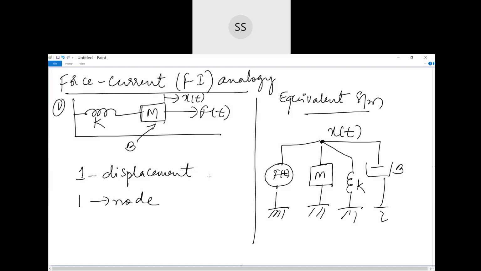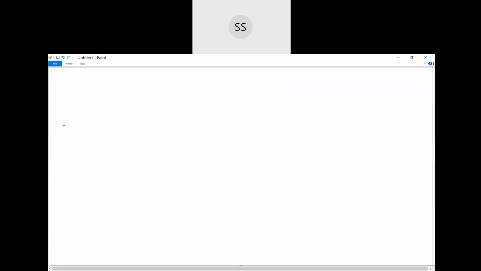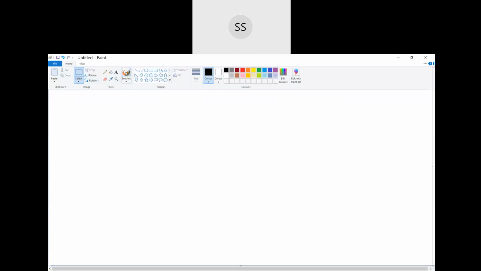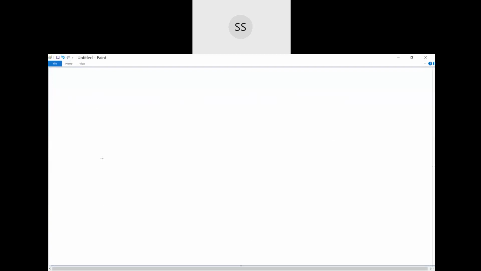Here you can see that as there is a single node, we have one differential equation showing the characteristics of this particular system. So the differential equation will be: applied force f of t will be equal to m into d square by dt square of x of t plus b into dx by dt plus k into x.